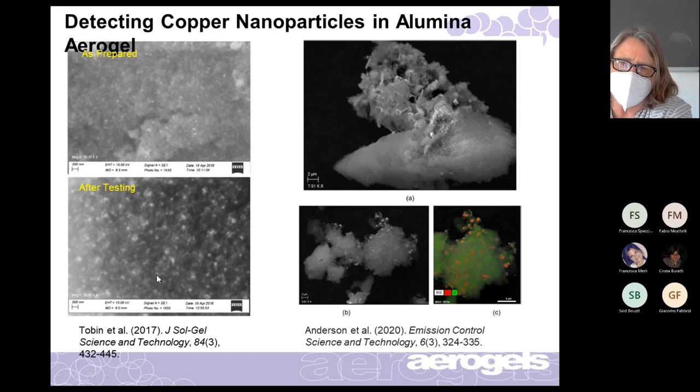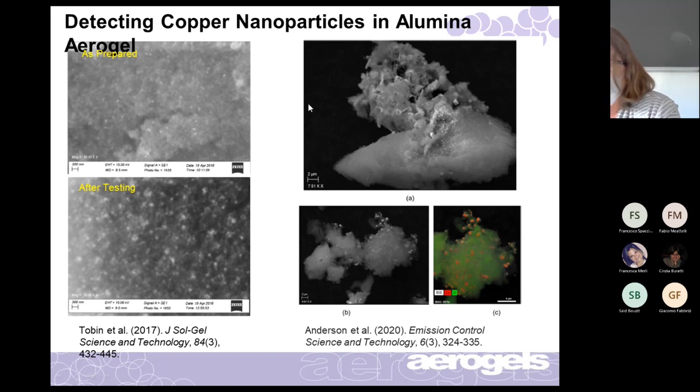And then this is another image of, I like this image, I think it's pretty, of a copper alumina aerogel. I always show it. This is much farther out, right? So this is very close. These are similar aerogels. This is closer. Here, on the left, these are just scanning electron microscope images. I think the bright spots are copper, but I didn't check.